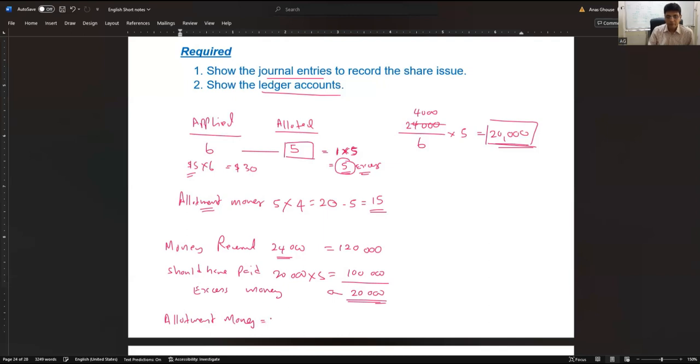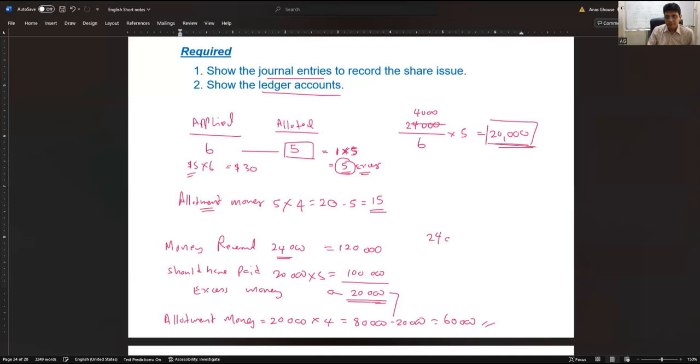So allotment money to be received is 20,000 times 4, which is going to be 80,000. However, since they have already paid this 20,000, this has to be deducted. The amount to be received is 60,000. So this has to be recorded.